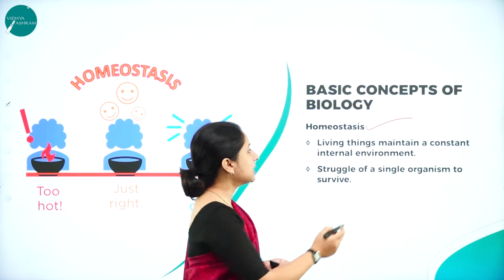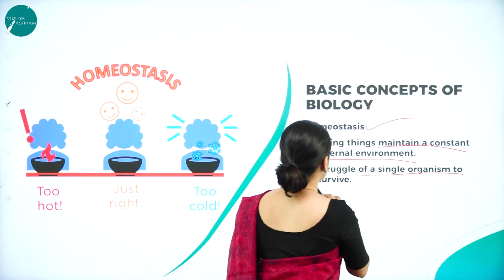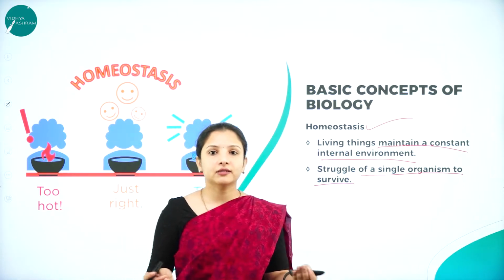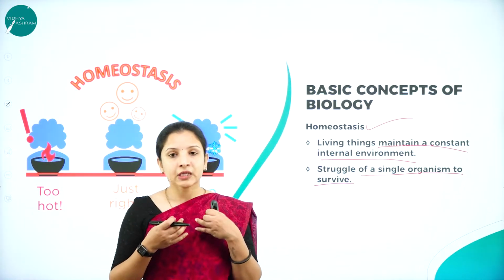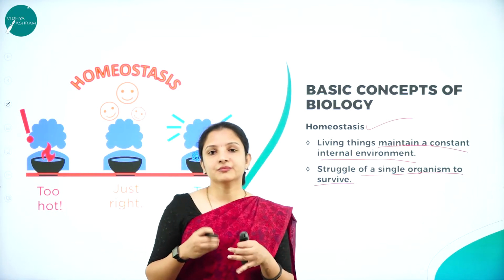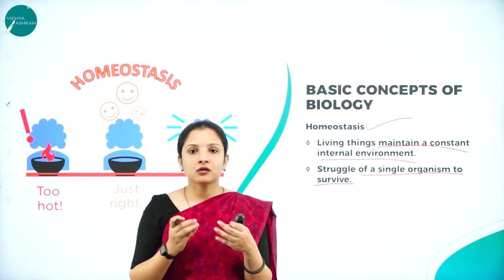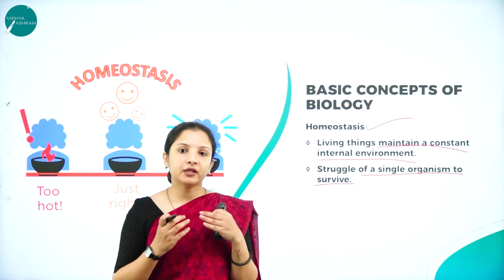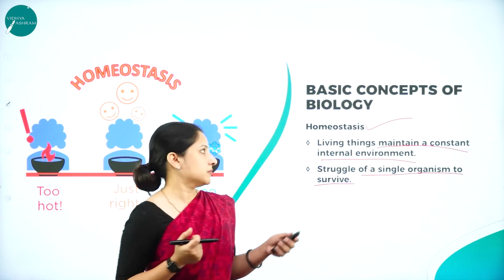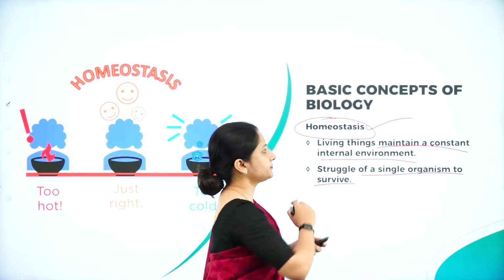Living things maintain a constant internal environment, and this is the struggle of a single organism to survive. In order to survive, any organism, be it the microbe, be it the plants, I just gave one example of temperature, but all organisms in different ways, for their survival, tend to maintain a constant internal environment in spite of whatever is taking place outside in the environment. So homeostasis is one important term.